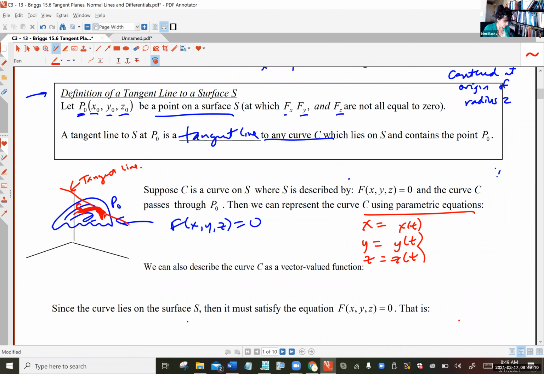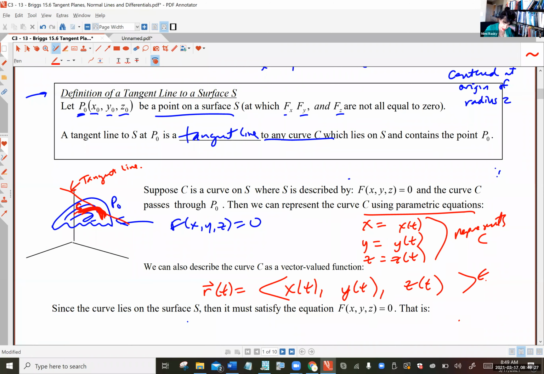Now, if you did want to write it as a vector valued function, you should know that you just take the parametric equations and use them as components inside your vector valued function. So either way, this represents the curve C, and this is another way to represent your curve C.